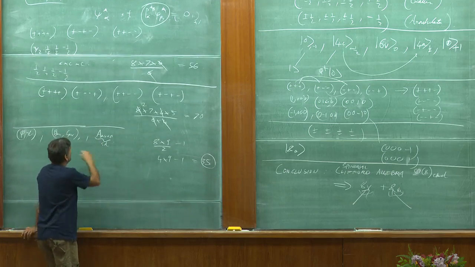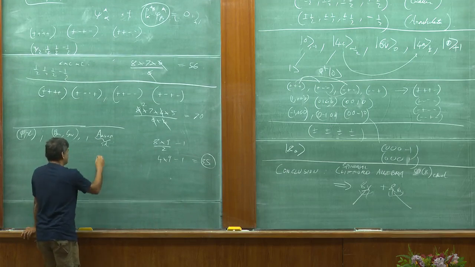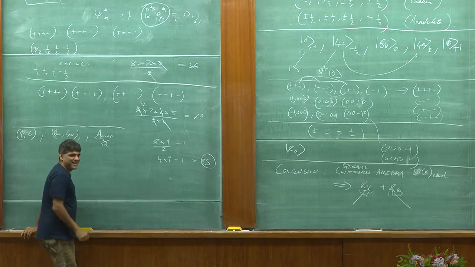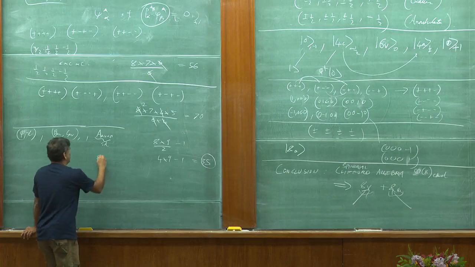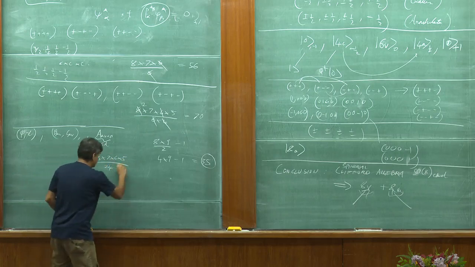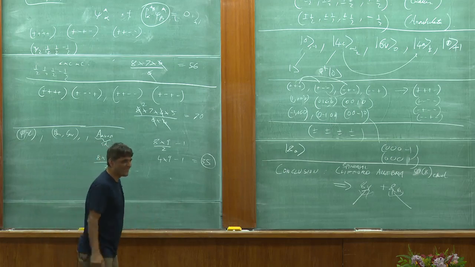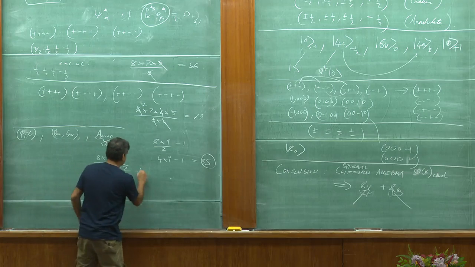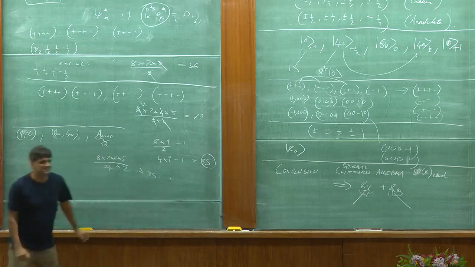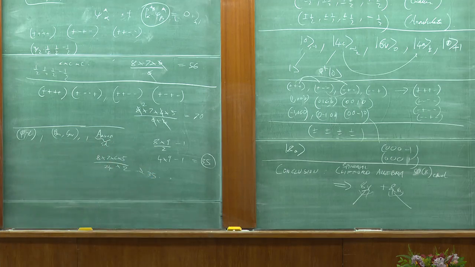The number of components of this is 8 into 7 into 6 into 5 by 24, divided by 2 for the self-duality condition. So we checked that this was 70. So divided by 2 is equal to 35. Okay, so that's what we're getting.